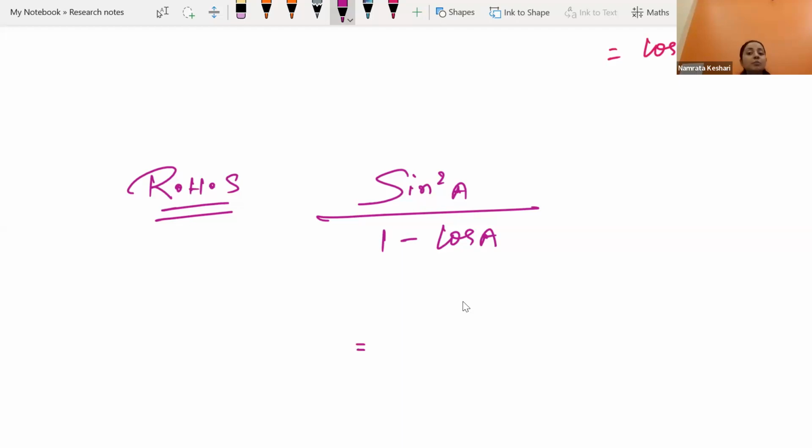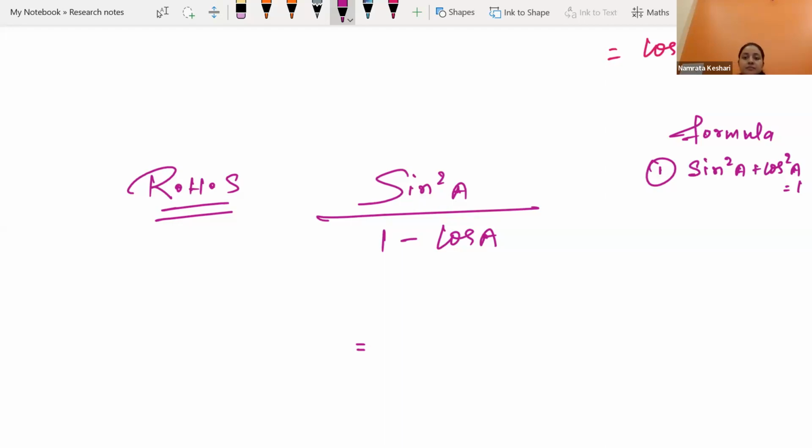Tell me what can be written from this formula. We want to use this formula over here. How to use it for the numerator part? This is just a formula. Sin square A, at the place of this, what can be written by using this identity? Who will say?